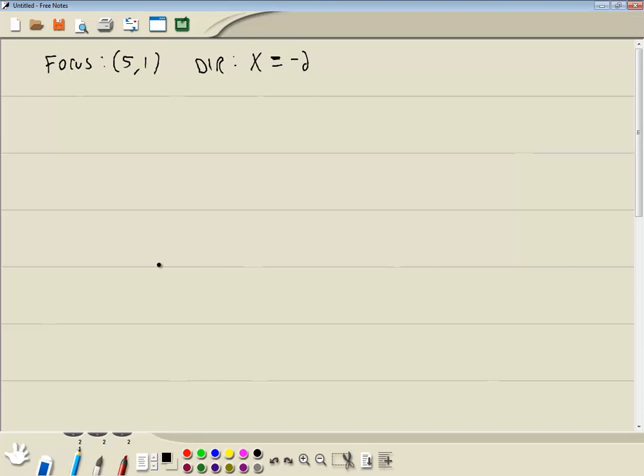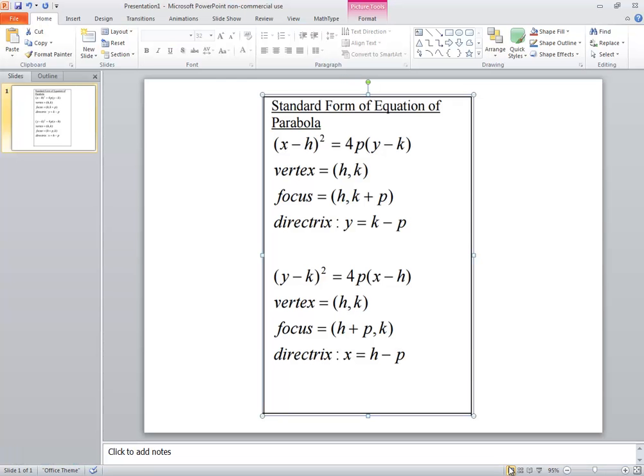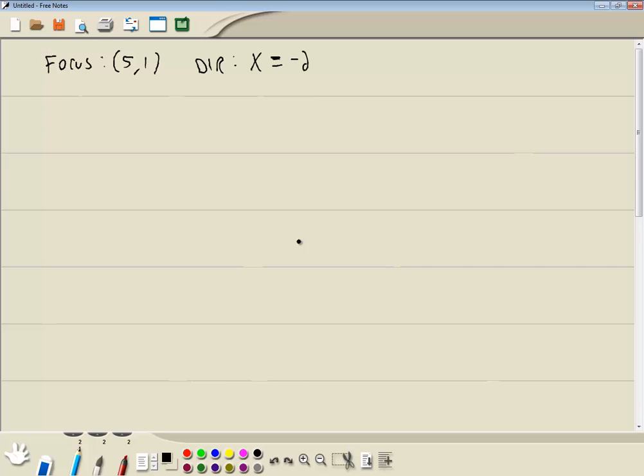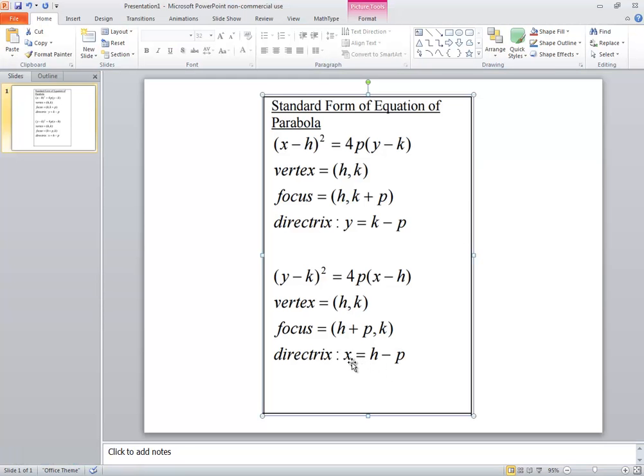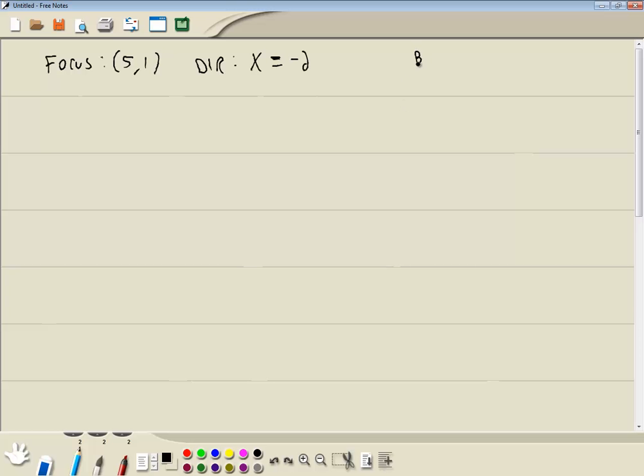Well, you have to decide which formula you're using. If you're given a directrix, it's pretty straightforward. The top formula is when the directrix is y equals something, and the bottom one is when the directrix is x equals something. In this one, we got x equals, which is the bottom formula. So we'll be working with the bottom formula.